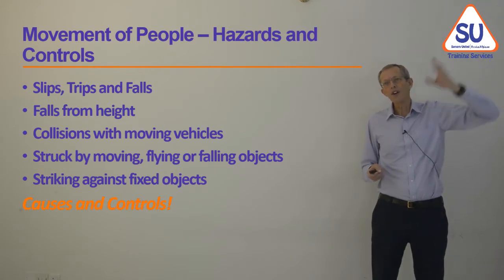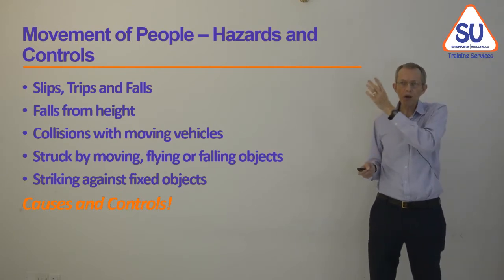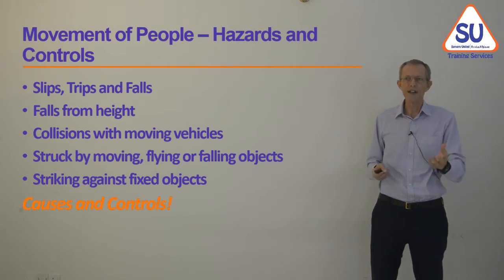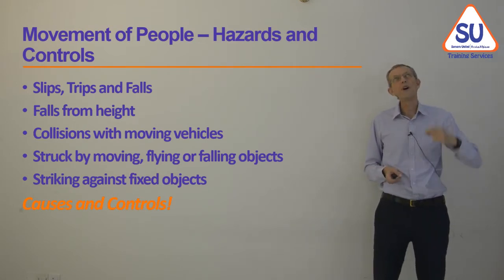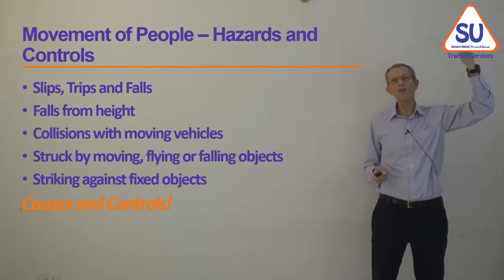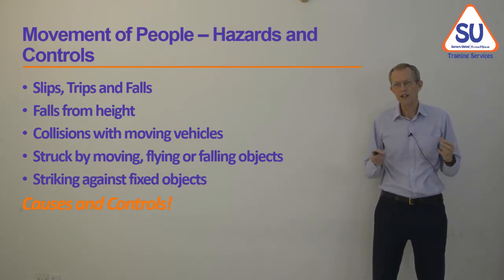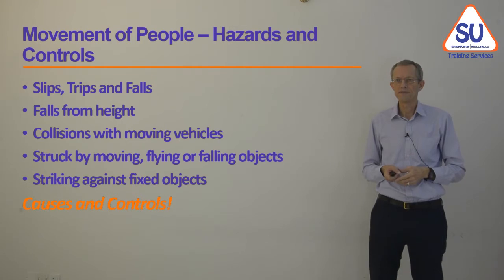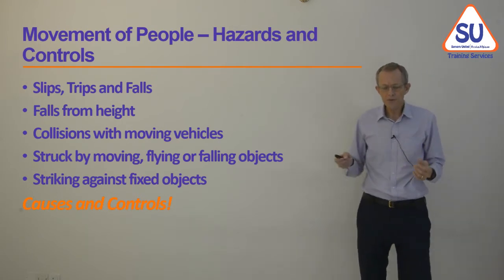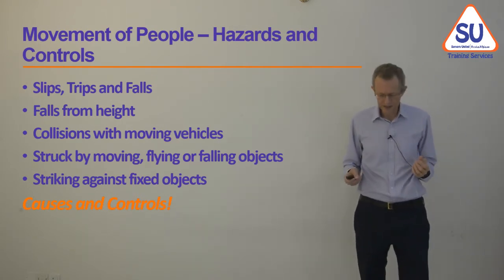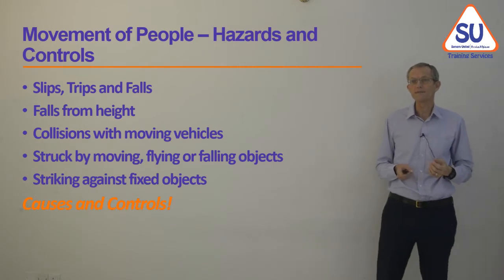Things can fall on us. If it's windy, things can blow in the wind and fall off and fall on us. If we're loading a vehicle, something could fall from the vehicle onto us. So falling objects are something we need to think about as well. And then, if we're moving, we can also walk into things, particularly if the lighting is not good.